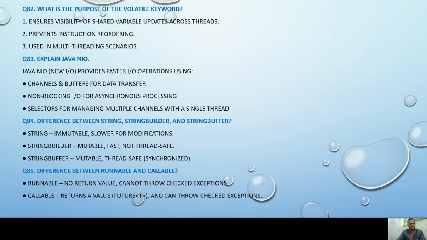Next question. Explain Java NIO. Java NIO, that is new IO, provides faster IO operations using channels and buffers for data transfer. Non-blocking IO for synchronous processing. Selectors for managing multiple channels with a single thread.